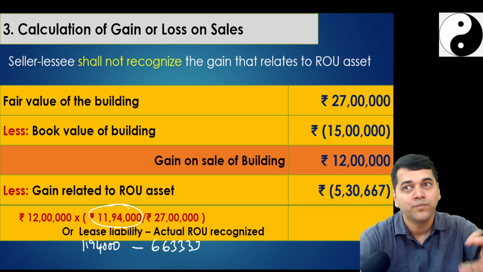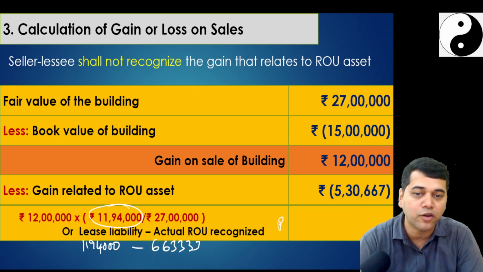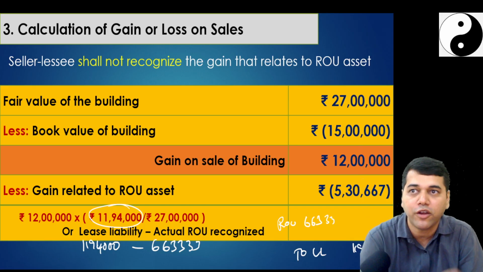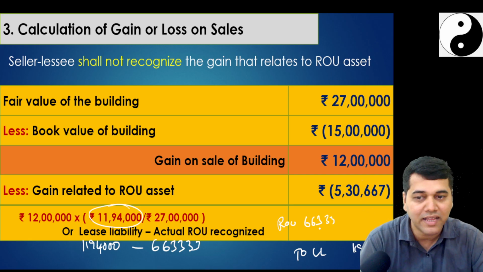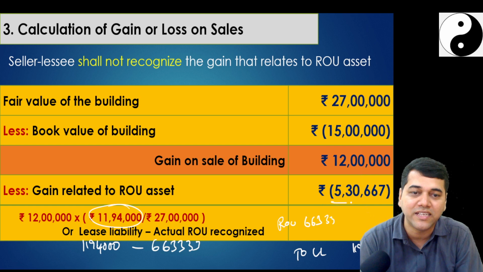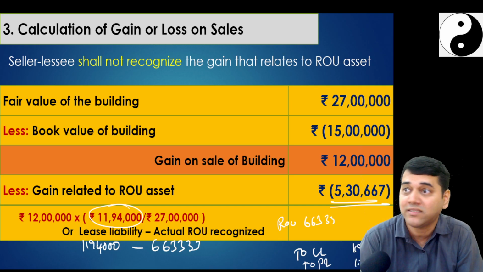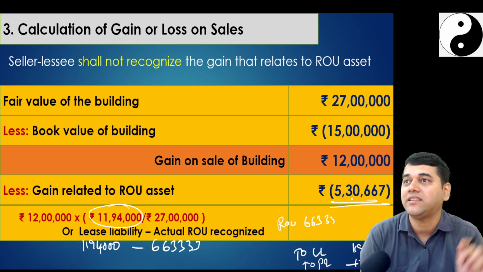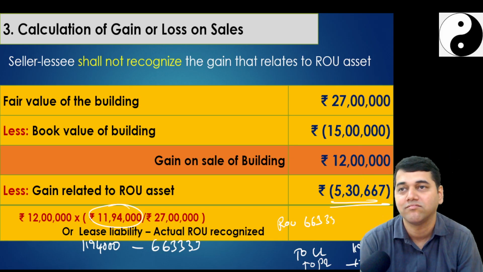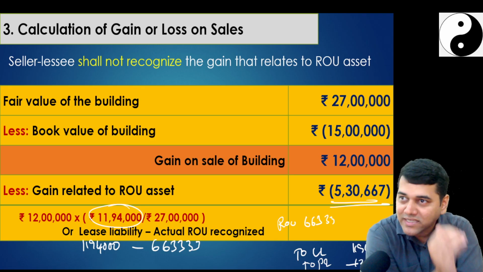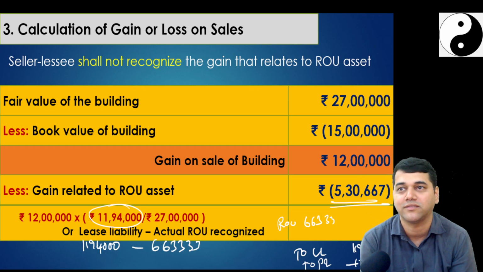So what you do, see, your entry is ROU debit, 6 lakh 63,333, to lease liability 11 lakh 94, because 11 lakh 94 you have to enter. What's the difference? 6 lakh 63,333 minus 11 lakh 94,000 is 5 lakh 30,667. This you would have recognized to P&L, 12 lakhs. No, you reduce that by 5 lakh 30, so that the accounting entry tallies. This is called recognition of the gain to the extent of ROU you recognized.